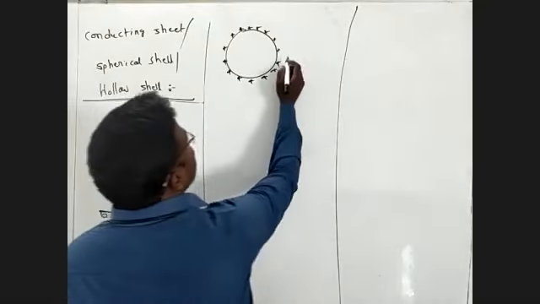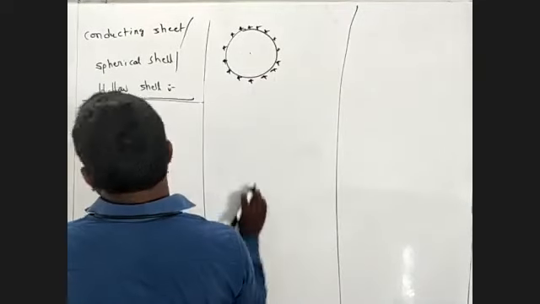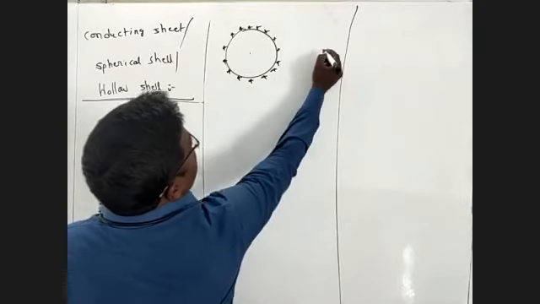And next, come to the point. So this is the center of the spherical cell. This is a point.